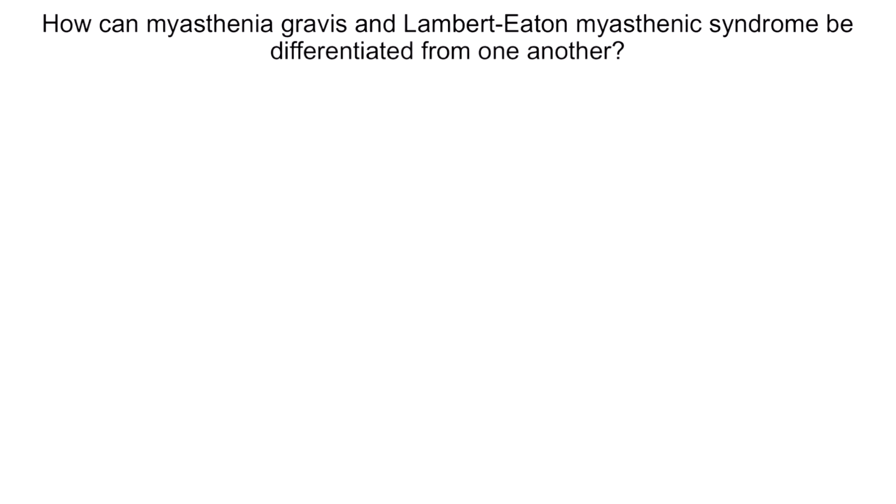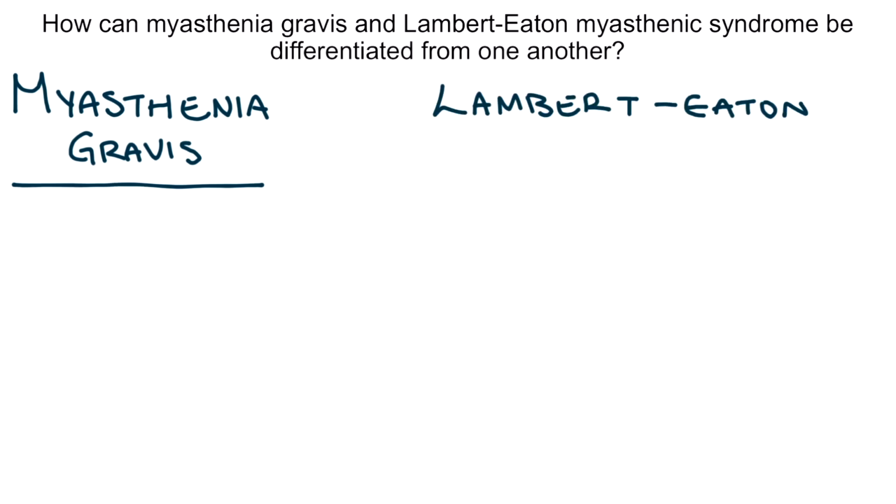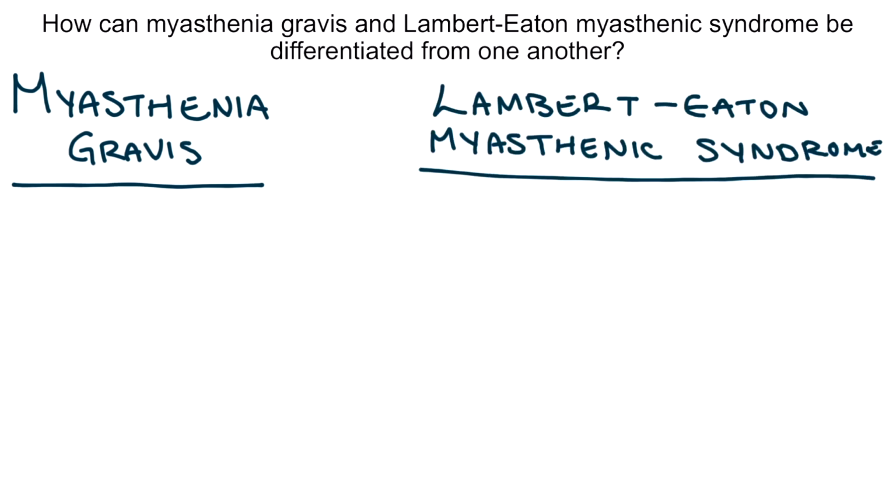How can myasthenia gravis and Lambert-Eaton myasthenic syndrome be differentiated from one another? Before we answer this question, let's recall several high-yield concepts. Myasthenia gravis is caused by antibodies to the nicotinic acetylcholine receptors on the motor end plate. In contrast, the Lambert-Eaton myasthenic syndrome is caused by antibodies to the presynaptic calcium channels. Let's compare and contrast these two conditions.